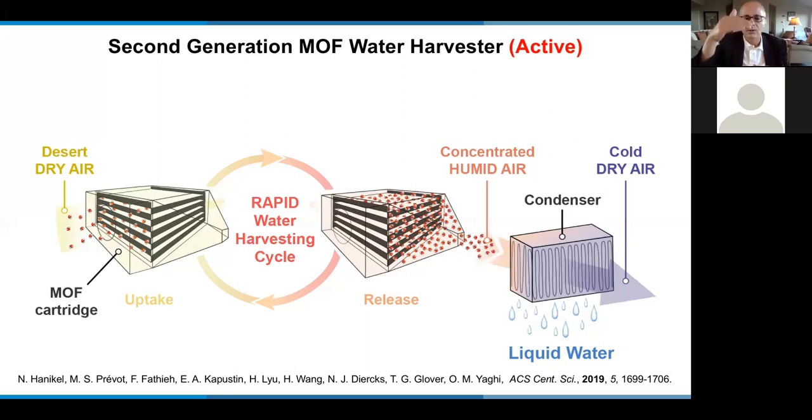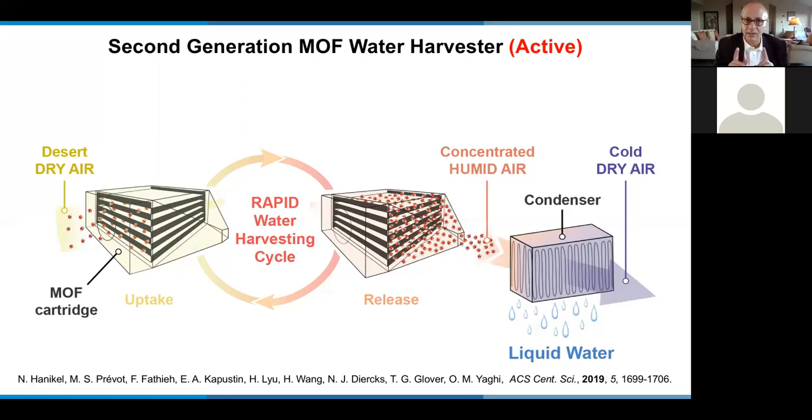So we were only using around 30% of the MOF. The rest of it was completely unused because air just couldn't penetrate through a cake of the MOF. So here we try to address that problem by using cartridges of MOFs. Still, we're not using all the MOF, but we're using about 50% of the MOF.